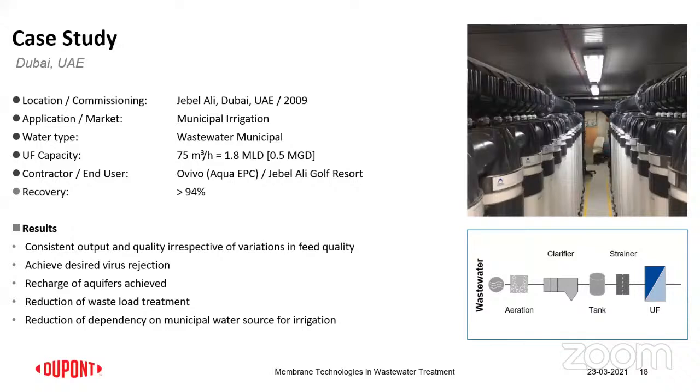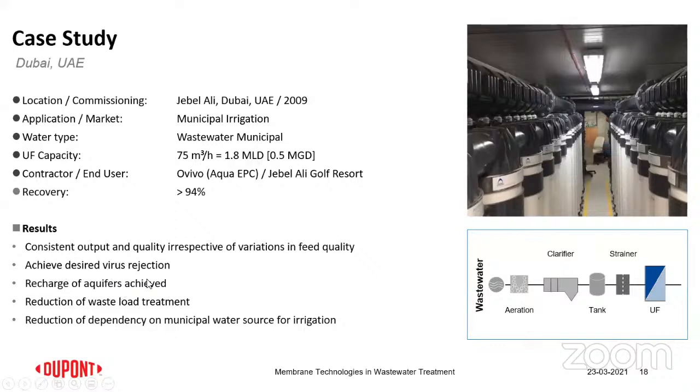It is also because of seasonal effects. So all put together has influence on the filtrate throughput as well as the quality. So irrespective of these variations, the membrane works. Virus rejection was a key factor, so there was a requirement to ensure there is no virus in the filtrate.